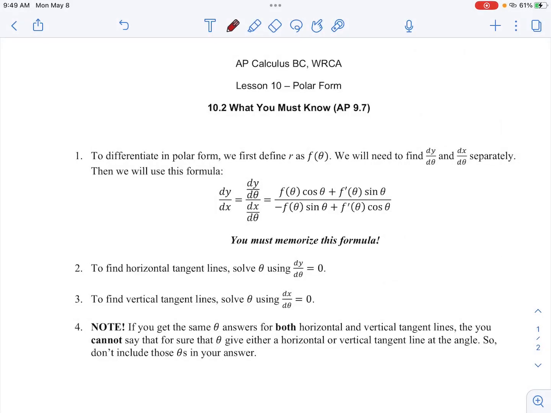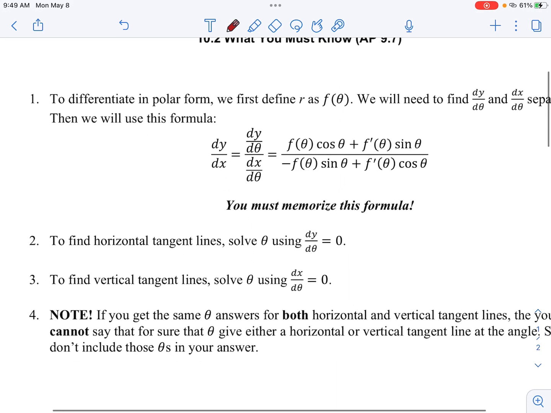Okay, now that we have the idea of polar form down, let's start to look at the first thing we'll do with it with calculus, and that is to find the derivative of a polar form equation. And the idea is we want to find maybe the slope of a tangent line of a polar curve, or maybe we'll want to find all of the horizontal tangent lines or all of the vertical tangent lines or something like that. So here we go.